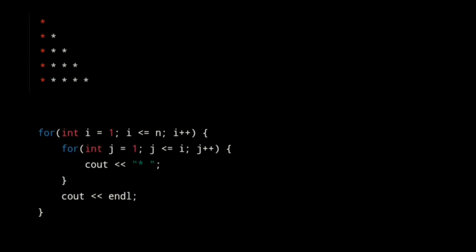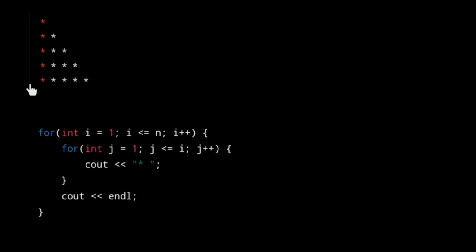Hi everyone, today we are going to learn to create a simple star pattern. This pattern is formed in a right angle triangle made of stars. As you can see, there are 5 rows, and each row has one more star.